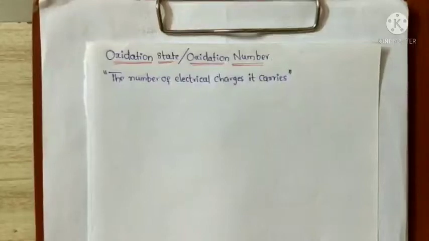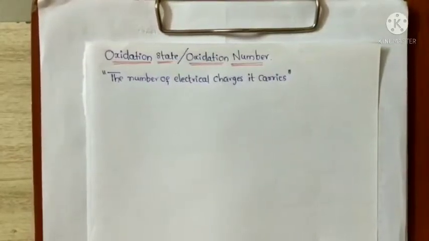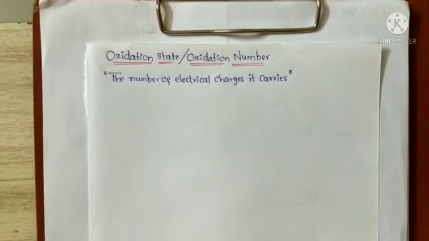Good morning students. In the previous class we learned redox reactions in terms of electron transfer. That means loss of electrons is called oxidation and gain of electrons is called reduction. And the competitive electron transfer reactions we also saw in the previous class.